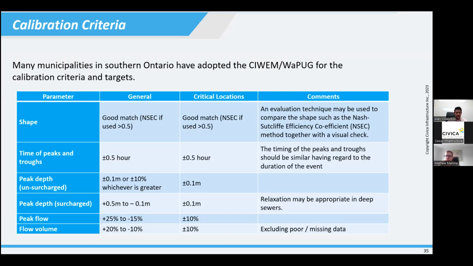It might change. The peak depth for surcharge condition has to be plus minus 0.1 m or 10%, whichever is greater. And I think the most important ones are really the peak flow and flow volume criteria, which is showing you here. You can find this table in the CWEM website, and there's a document called Code of Hydraulic Modeling Practice. You can download it and it will show you the table and the criteria.